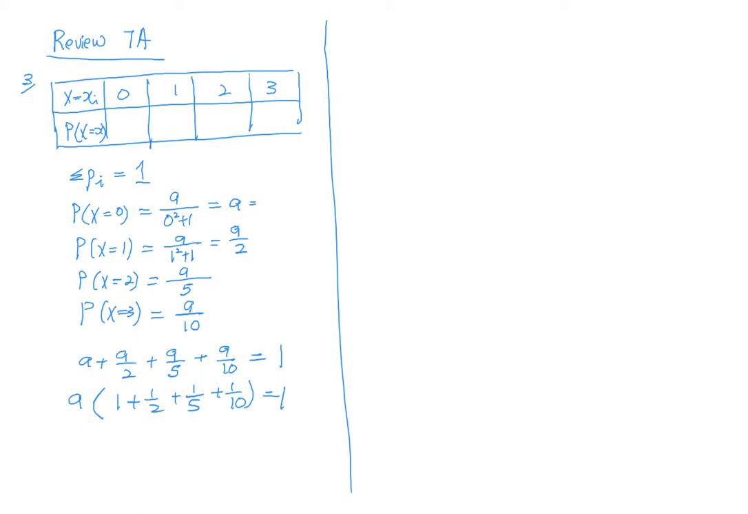Can someone tell me what is the value of A? 5/9. Do you get that? Okay, after you got A, you know that this is 5/9, then 5/18, 5/45, 5/90. You can simplify it if you want to. So now, what do you want to do?